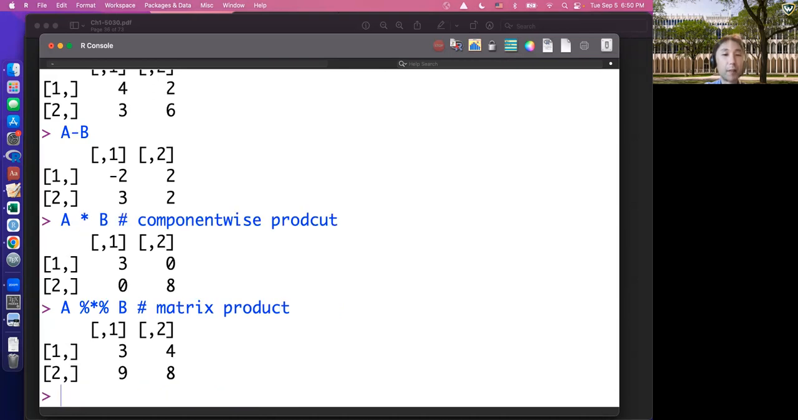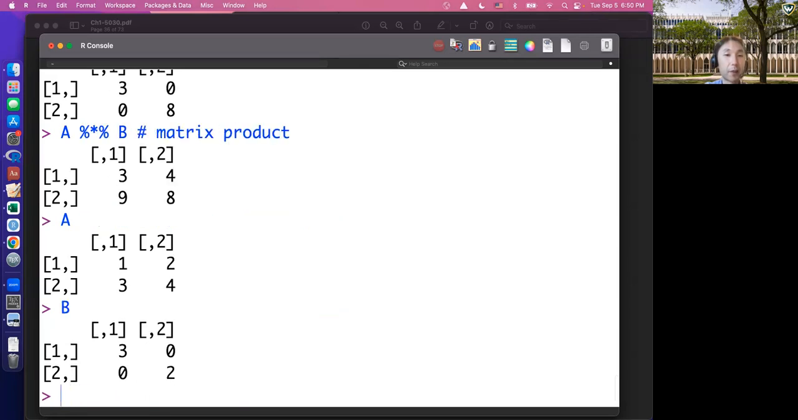Matrix product. Remember that A is this and B is this. So for example, how to get this 8, that is the inner product of this vector 1, 2, multiplied by B.